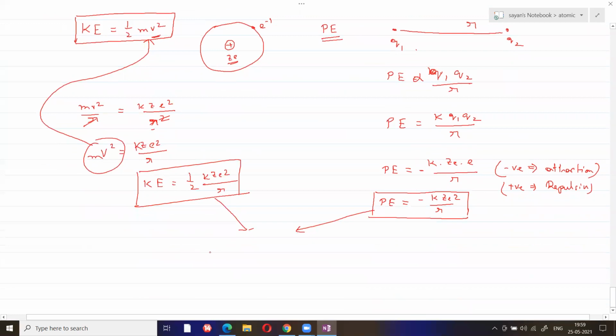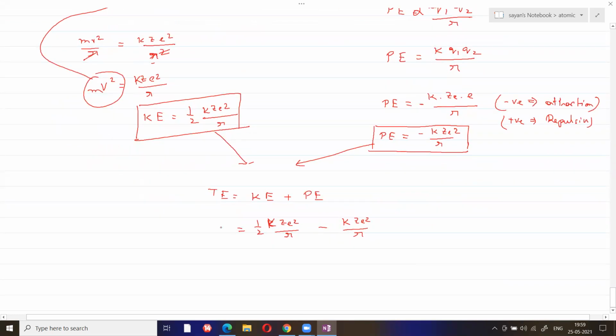Okay, so total energy, we all know that it is kinetic energy plus potential energy. Kinetic energy is half kz square by r. Potential energy is minus kz square by r. So total energy, we get the total energy value equals minus half of kz square by r.